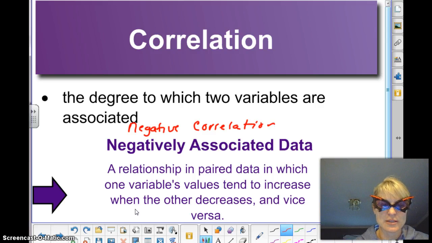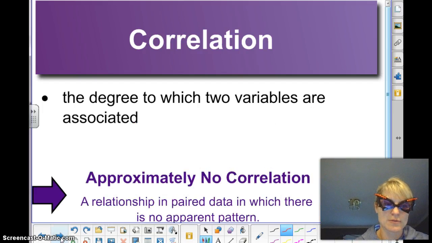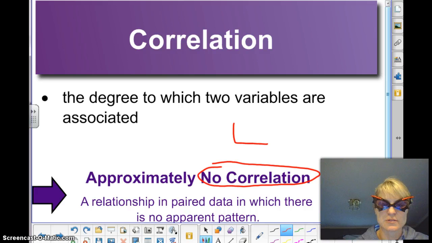So the variables tend to increase when the others are decreased. So usually you have like a series of points going down. So one thing has to be coming up and one has to be going down to give you a negative correlation. And then you have no correlation, which means the points on your graph are just basically scattered all over the place. Whatever this is, it's not related to that at all.